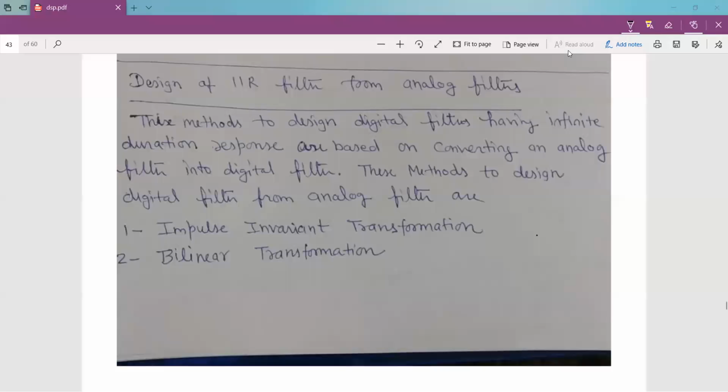Dear students, we know that IIR filter design by the indirect method has two implementation steps. First, design an analog prototype filter from the given specifications. And the second is to transform this analog filter into its digital counterpart using a suitable transformation method. So to transform an analog filter into digital form, there are two transformation methods: one is the impulse invariant transformation method and the other is the bilinear transformation method. Now we will study them one by one.